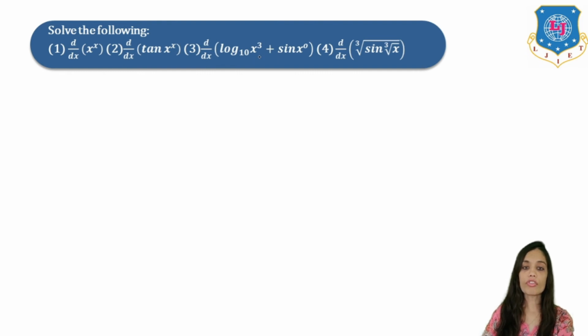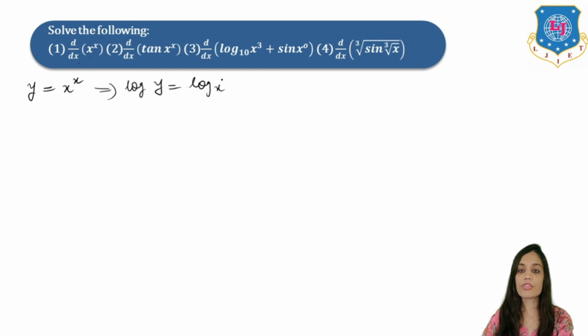We have to solve the following examples. So you can see the first sum is we have to find the derivative of x raised to x, and we don't have such formula. So what I will do, firstly assume y as my x raised to x. So now I can take log on both the sides. So what I will get, log y is equals to log x raised to x, right? So now I can write this as x log x. Fine. Now I will do the derivative on both the sides.